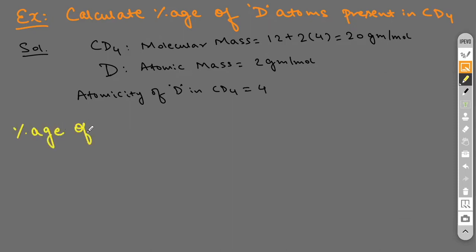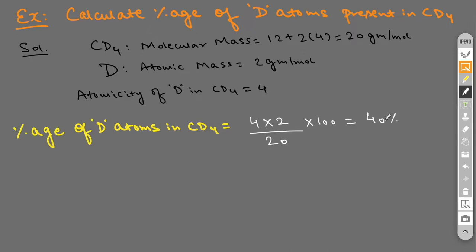We'll write the formula: percentage of D atoms in CD4 will be equal to atomicity, which is 4, multiplied by atomic mass, which is 2, divided by the molecular mass of CD4, 20, multiplied by 100. On solving it will come out to be 40%. So this is the answer. Now we'll check if this is correct or not.